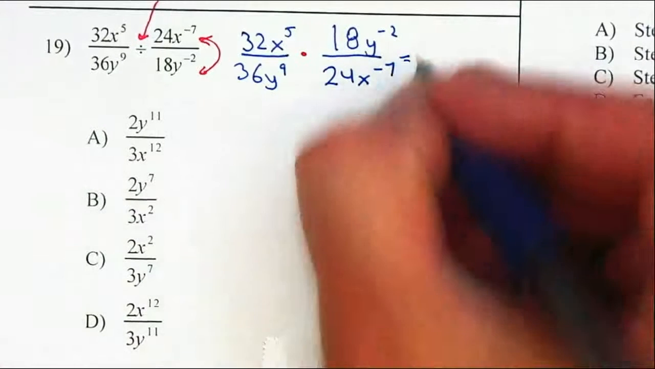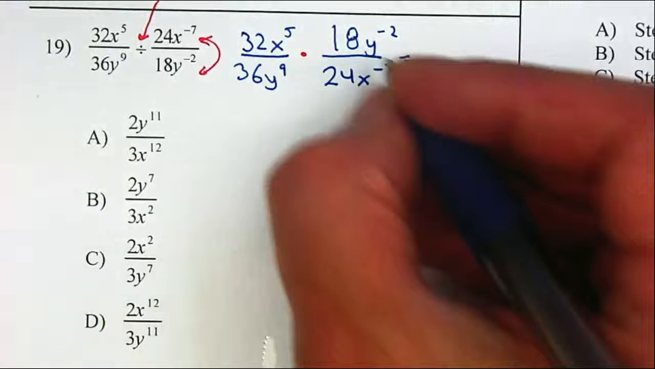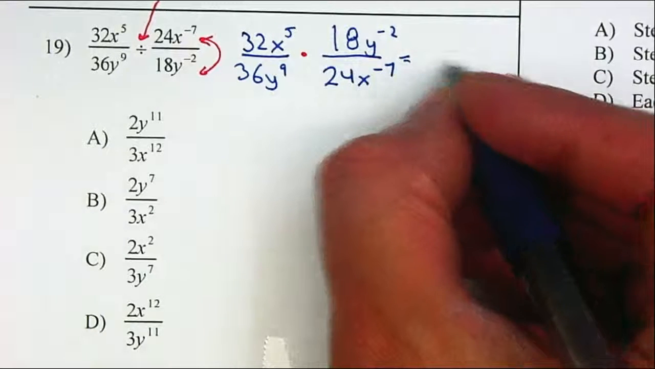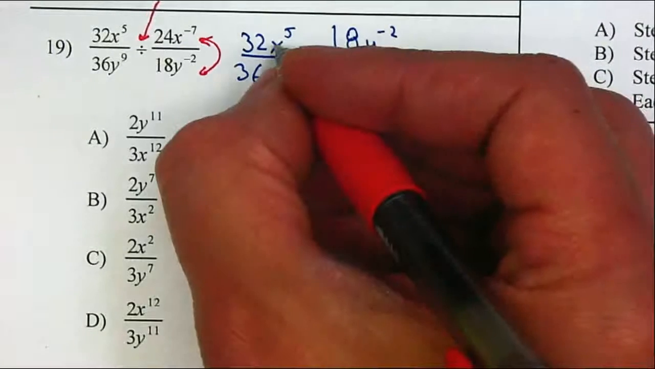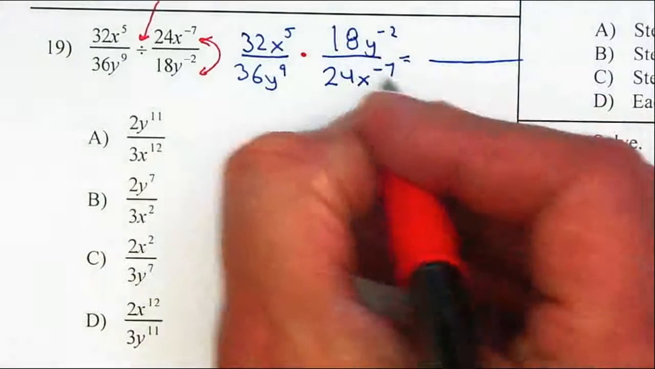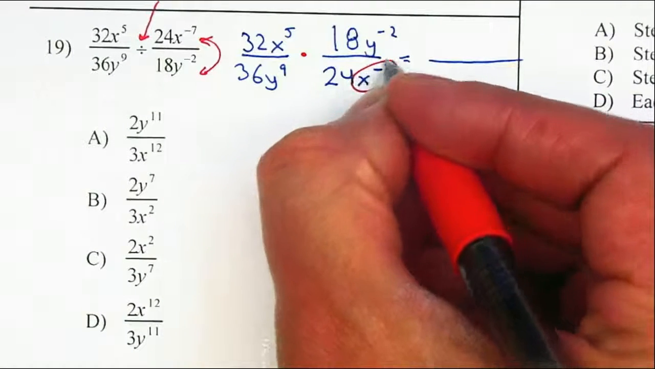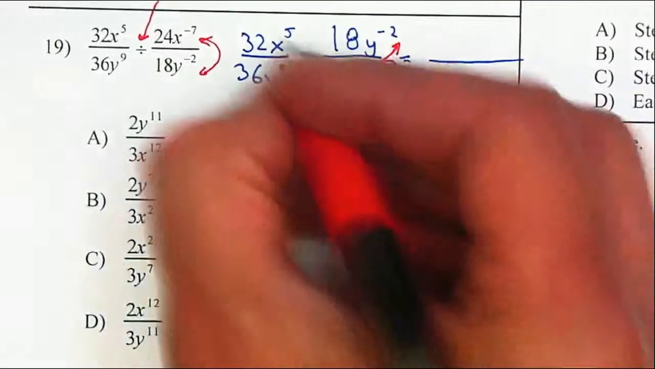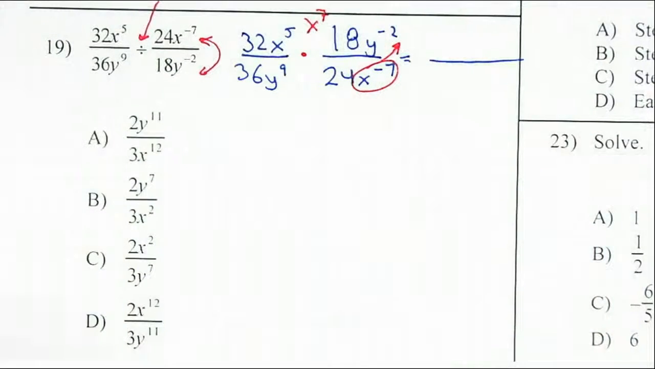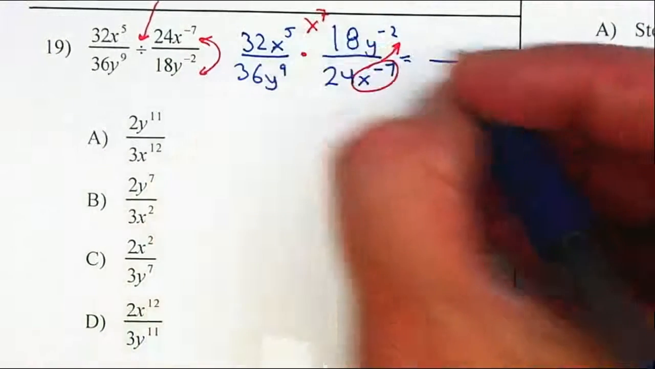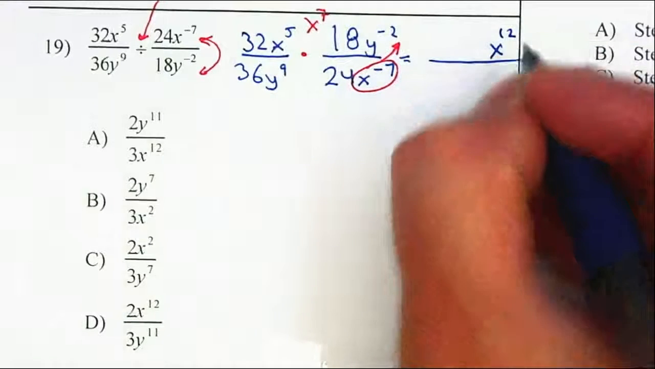Let's see. I'm going to simplify my x's and y's first. For the x's, let's say I have x to the 5th and I have a negative exponent. To make it a positive exponent, we're going to bring it up. So it gives me x to the 7th power. So how many x's do I have now? 5 and 7 more is a total of 12.